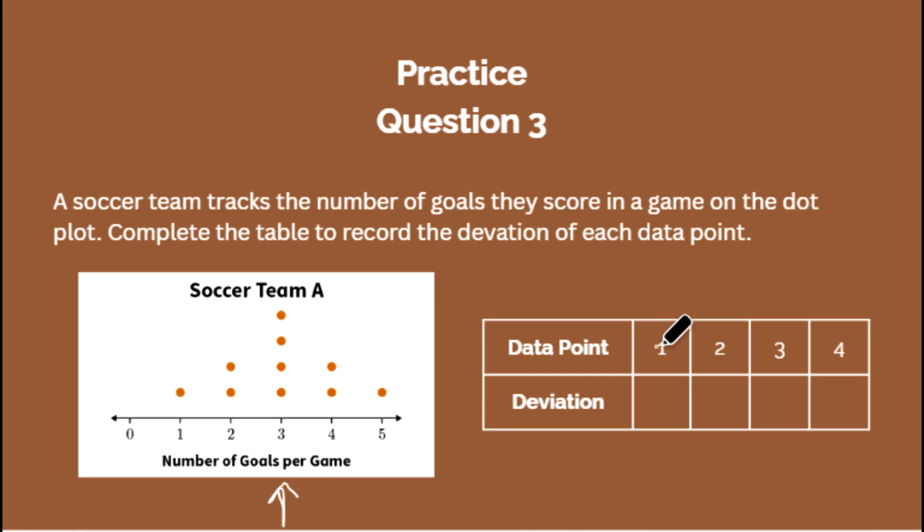So data point 1, okay, it's right here. It is 2 steps away from 3. Okay. Data point 2 is 1 step away from 3. 3 is 0 steps away from 3. 4 is 1 step away from 3. That's all you have to do for number 3.